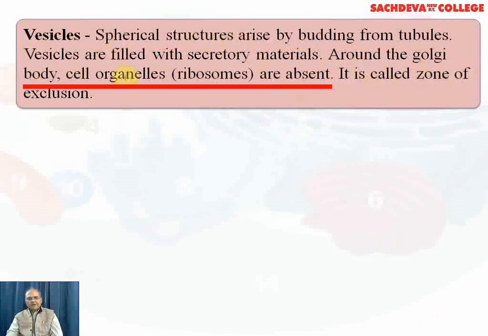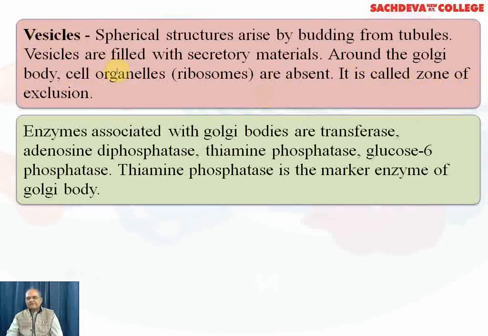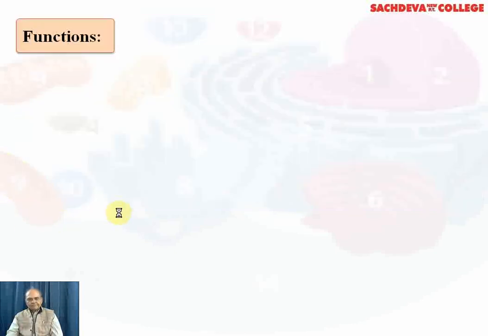Around the Golgi body, cell organelles and ribosomes are absent, and this region is referred to as zone of exclusion. Enzymes associated with Golgi bodies are transferase, adenosine diphosphatase, thymine phosphatase, glucose 6-phosphatase. But thymine phosphatase is considered to be the marker enzyme of the Golgi body.